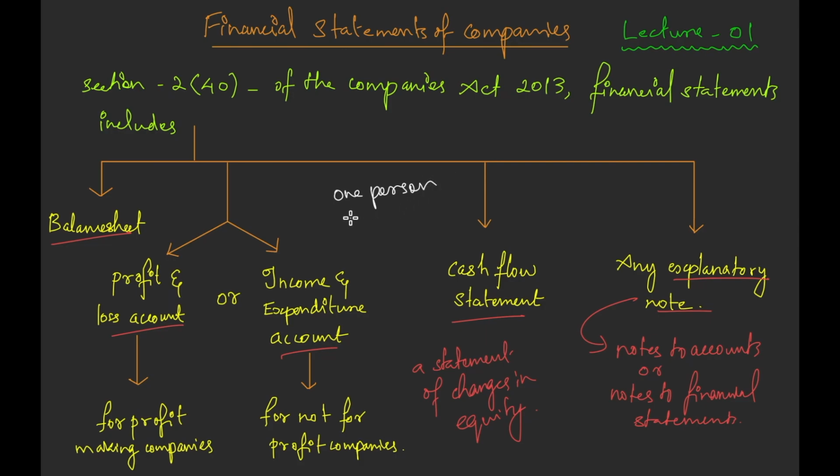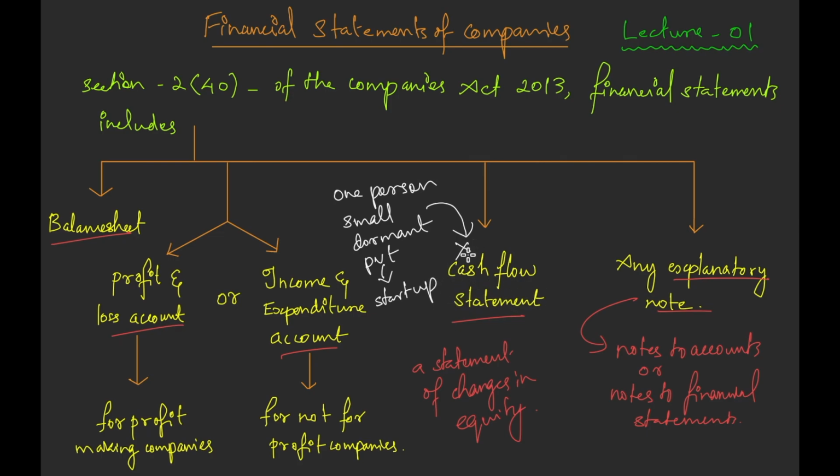One person companies, small companies, dormant companies, and private companies, if such private company is a startup, then these companies are not required to include cash flow statements in their financial statements. So these companies are not required to include cash flow statements.